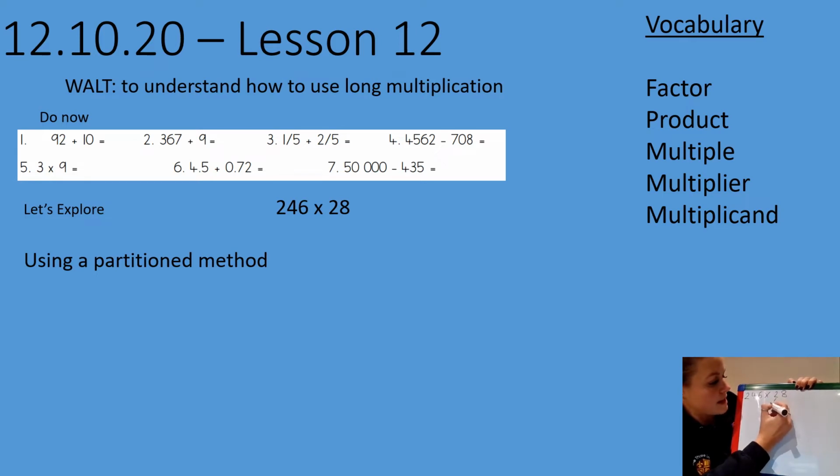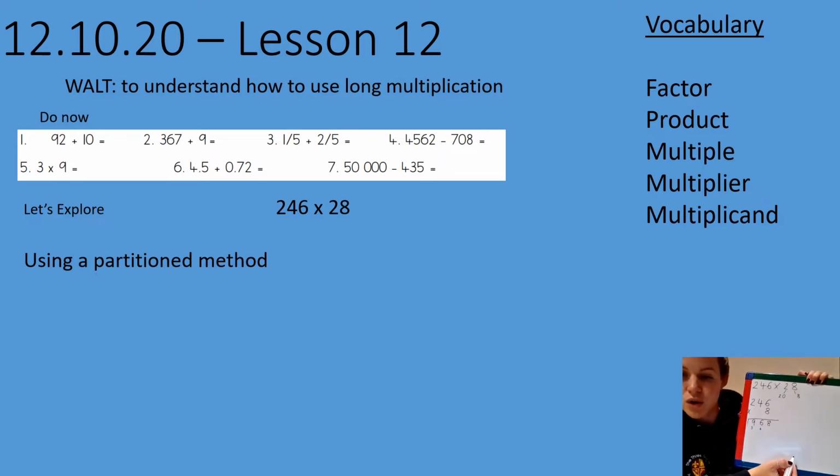Okay, so 246 multiplied by 28. I know that this is a 20 and this is an 8. So I'm going to multiply my number by 8 to begin with because I start with my ones. 246 multiplied by 8. 6 times 8 is 48. 4 multiplied by 8 is 32. Add my 4 tens here is 36 tens. 2 multiplied by 8 is 16. Add my 3 is 19 hundreds, or 1,900, because let's not forget that's a 200, not a 2. I've multiplied my multiplicand by my 8.